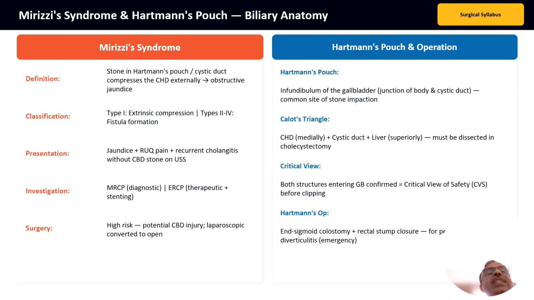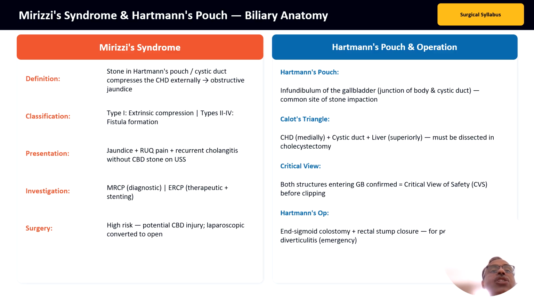Then we have Mirizzi syndrome. Mirizzi syndrome is a stone which is seen in a Hartmann's pouch. And what exactly is the Hartmann's pouch? It is an infundibulum of the gallbladder, basically the junction of the body and the cystic duct, which is one of the commonest sites of stone impaction.